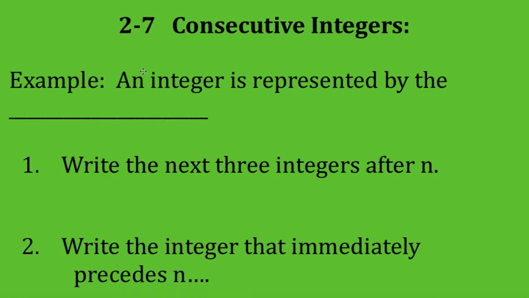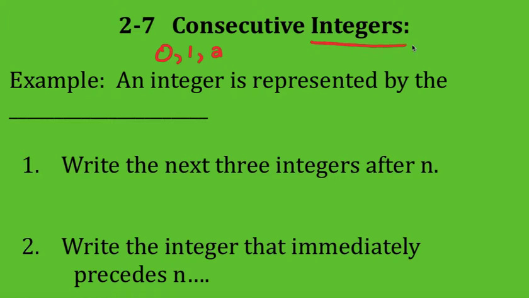Consecutive integers, for some reason, give kids a hard time, but it's really not that hard if you think about what the word consecutive means. In math, when we say consecutive, we mean one right next to another. So if I said the number 1, the next number would be 2. And if I said a consecutive number before 1, then the number would be 0. So those are consecutive numbers.